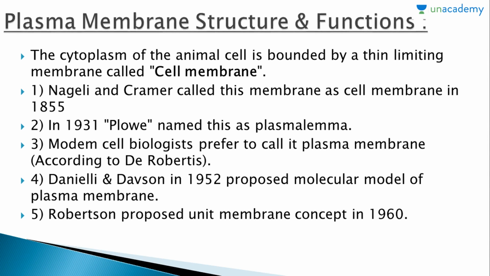Beginning with the lesson, the cytoplasm of the animal cell is bounded by a thin limiting membrane called the cell membrane. Nageli and Kramer called this membrane the cell membrane in 1855. In 1931, Plowe named this plasmalemma. Modern cell biologists prefer to call it plasma membrane, according to De Robertis.